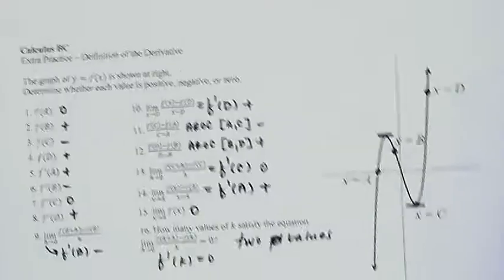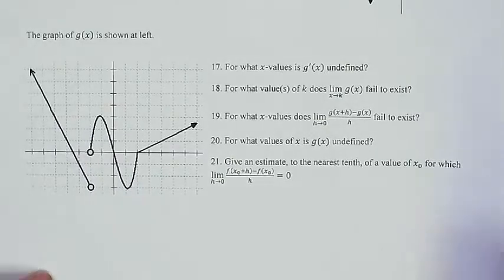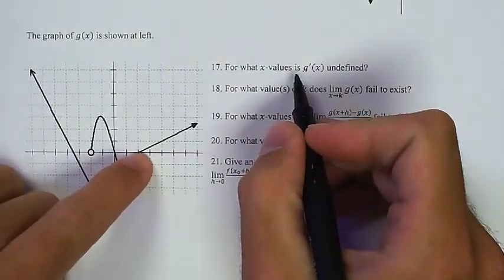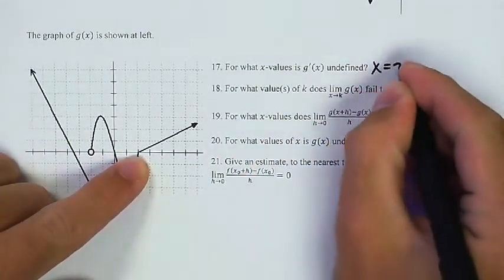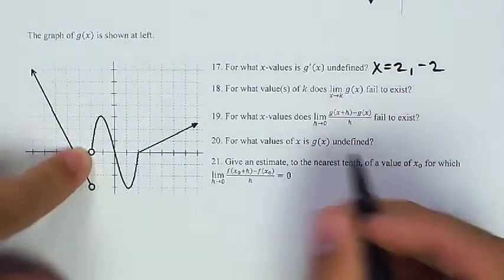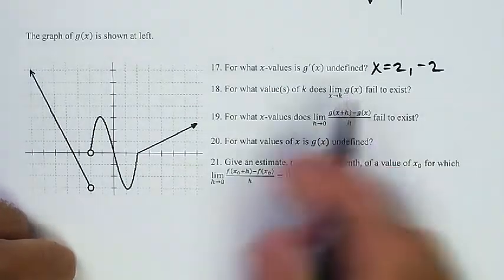Okay. I've got another graph for you. I'm going to ask you, where is g prime of x undefined? Well, a derivative is undefined any place where the function has a sharp corner, a vertical tangent, or a discontinuity. So g prime is undefined right here at x equals 2, but also here at negative 2 where there was a discontinuity.